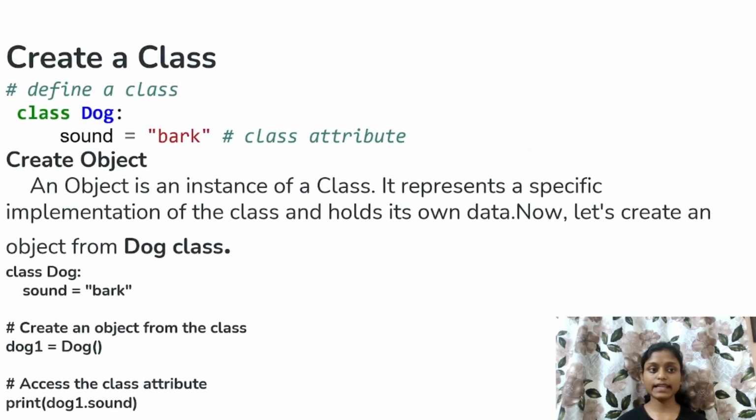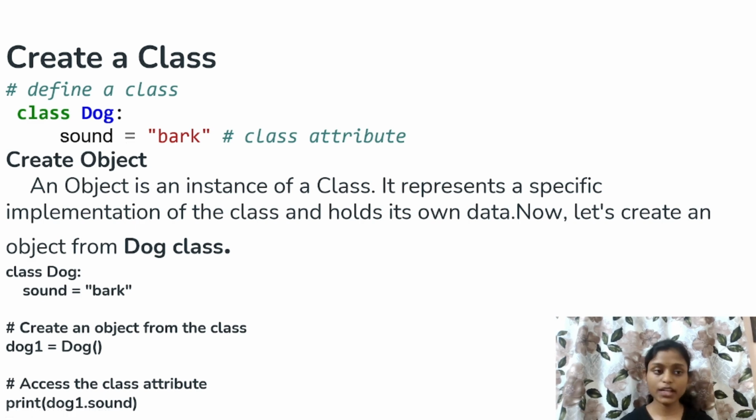So let me create a class. First, to create a class, we have to use the class keyword. So here I defined a class with the name dog. And next I defined sound equals bark, which is an attribute.